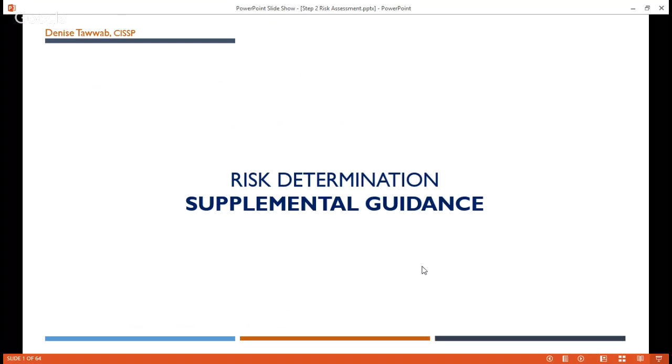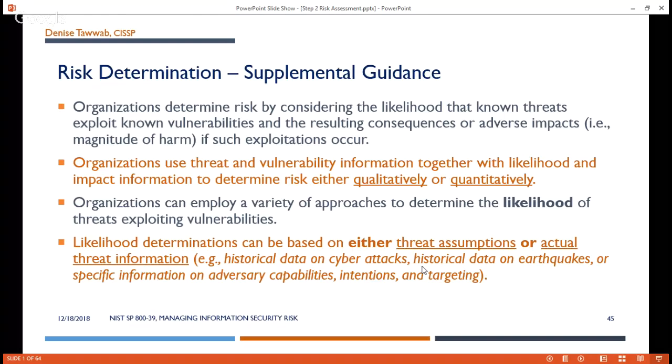All right, supplemental guidance on risk determination. Organizations determine risk by considering the likelihood that known threats exploit known vulnerabilities and the resulting negative impacts if such exploitation occurs. What is the magnitude of harm if something bad does happen? Organizations use threat and vulnerability information together with likelihood and impact information to determine risk either qualitatively or quantitatively. Organizations can employ a variety of approaches to determine the likelihood of threats exploiting vulnerabilities. Likelihood determinations can be based on either threat assumptions or actual threat information. For example, historical data on cyber attacks, historical data on earthquakes, or specific information on adversary capabilities, intentions, and targeting.